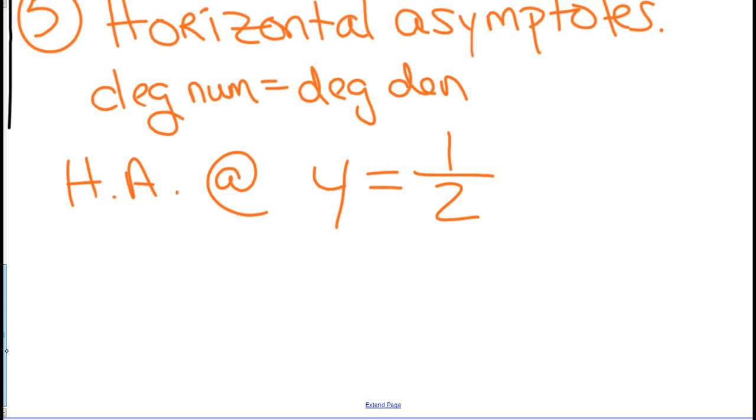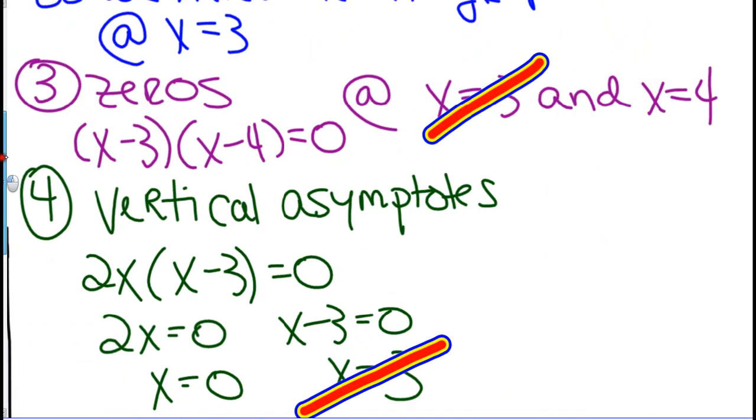Now I know today in class we talked about the slant asymptote, but remember you only have a slant asymptote when A, you don't have a horizontal asymptote, and B, the degree of the numerator is 1 greater than the degree of the denominator. So we are actually set. All we need to do now is sketch our graph. We found all of our information.